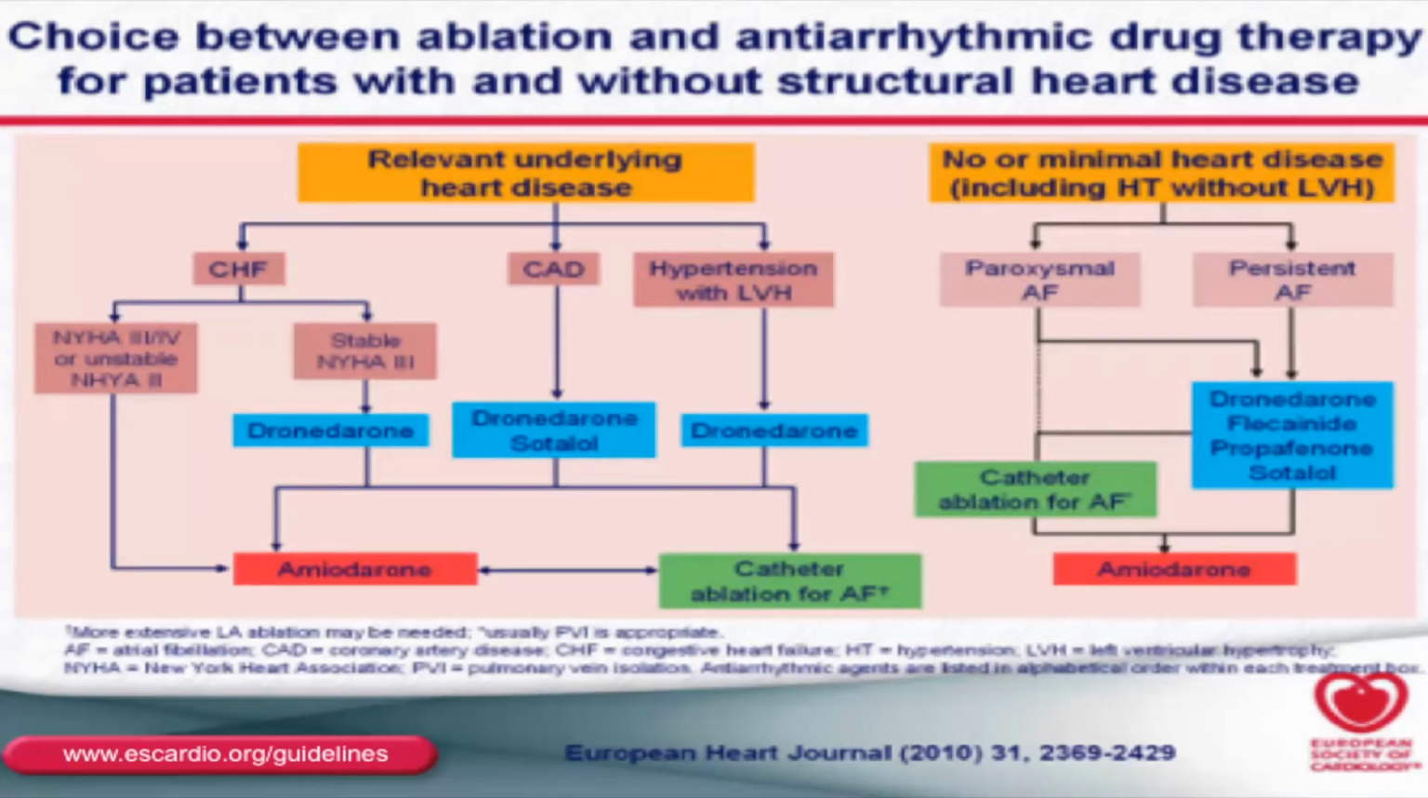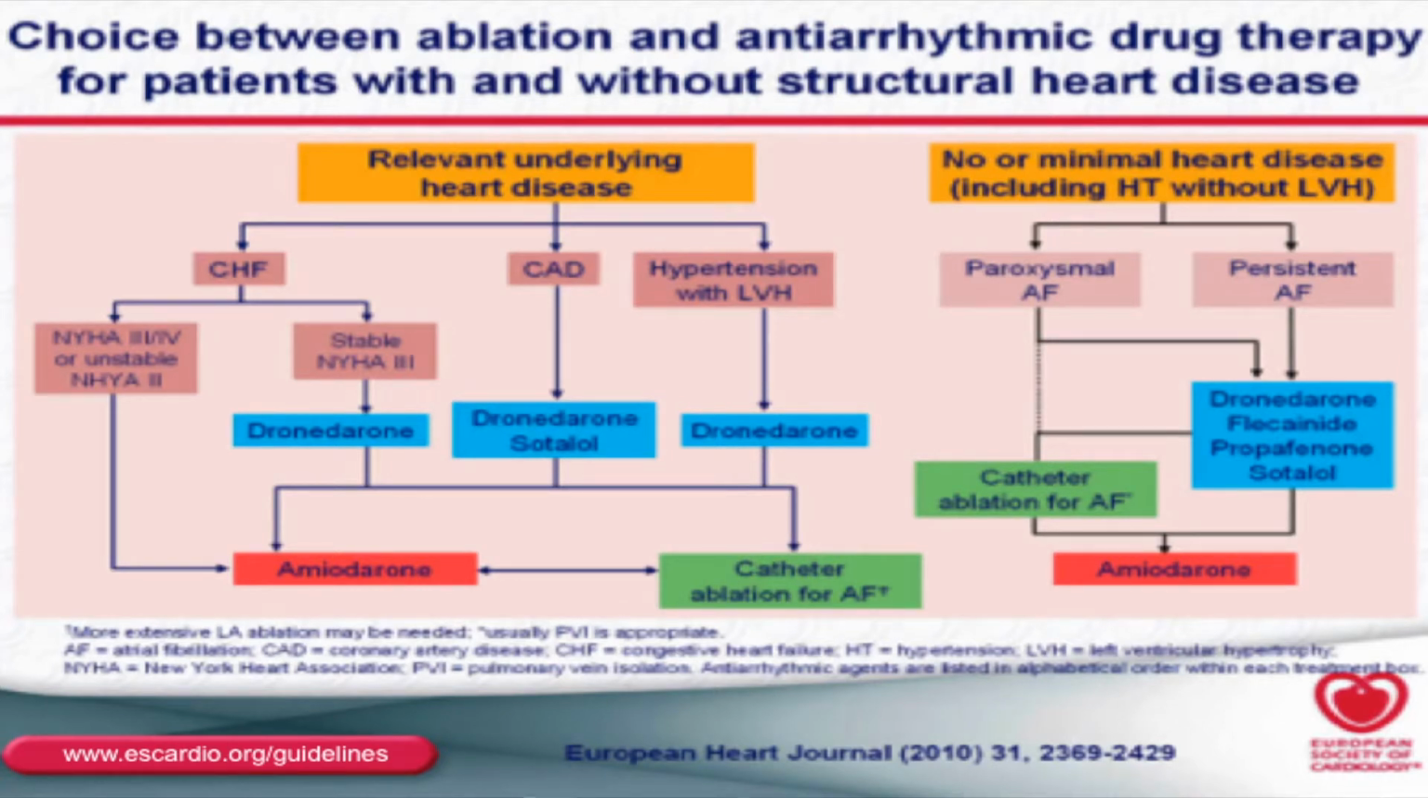If you have heart failure, you break them up into New York Heart Association Class 3 or 4, or stable New York Heart Association Class 3. If they're stable, we can use dronedarone or Multaq. There's a black box warning now saying that if a patient has had recent symptoms of heart failure, or Class 3 or 4 unstable heart failure, you cannot use Multaq because it increases mortality in those patients. So in those patients, really your only option is amiodarone, and sometimes you can also use sotalol.